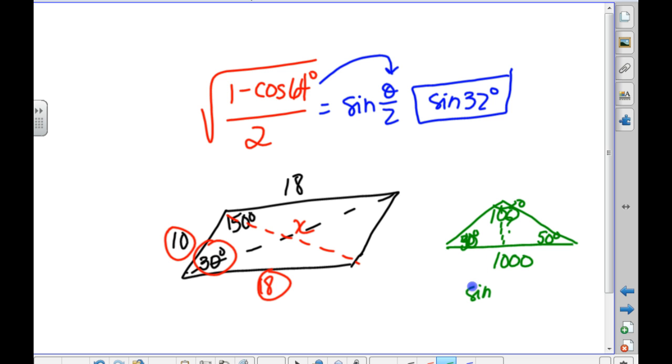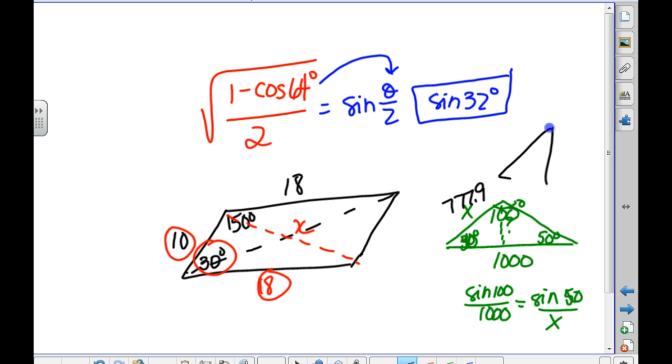So if we did the sine of 100 is across from 1,000, in the same way the sine of 50 is across from, I'm going to call that guy x. Once we've found x, which I'll go ahead and do just so you have a concrete example here, 1,000 times the sine of 50 divided by the sine of 100. This would be 777.9.